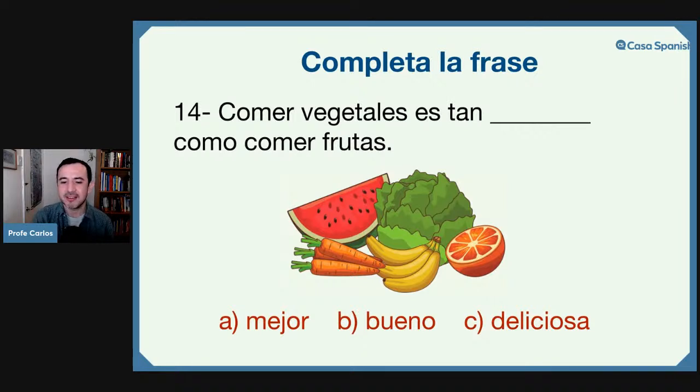So what do you guys think? A, B, or C? And type down your answers. Let me see what you think. Comer vegetales es tan mejor como comer frutas. Comer vegetales es tan bueno como comer frutas. O comer vegetales es tan deliciosa como comer frutas. So, find your structure. We have that tan and como. So you know that we're talking about an equality, right? So it's saying that eating vegetables is as eating fruits. So what are we looking for here?